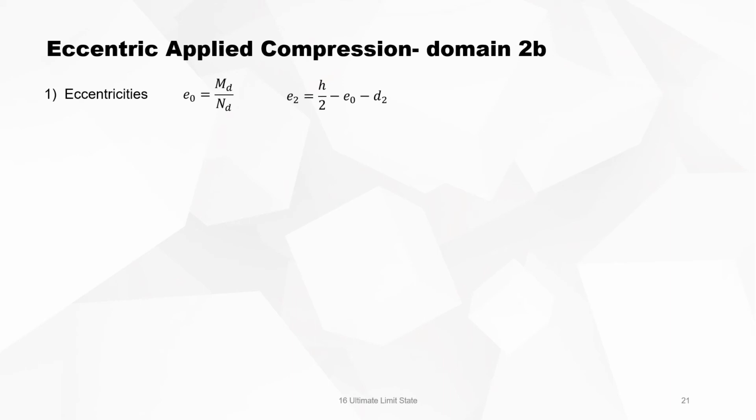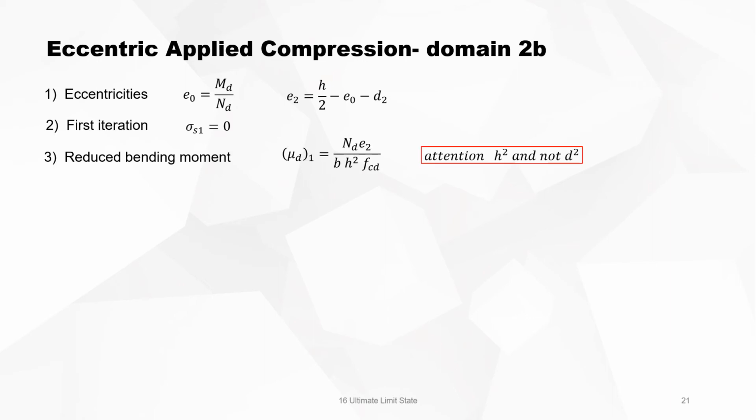What's the protocol now? How to calculate it by hand? We just start with the eccentricities. Then we do a first iteration. We suppose that the stress in the least tensioned or the least compressed reinforcement is 0. Why? Because it's totally at the bottom, and there is a very little strain at the bottom.